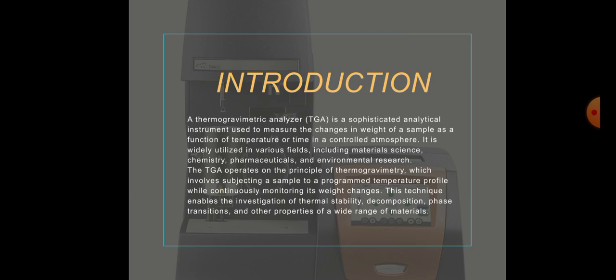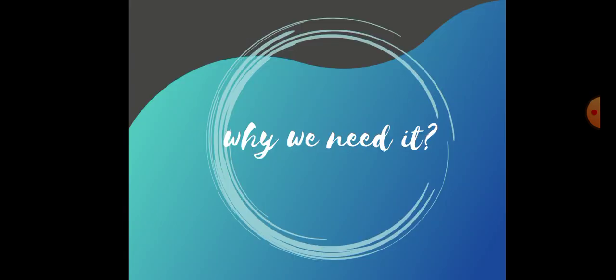The TG operates on the principle of thermogravimetry, which involves subjecting a sample to a programmed temperature profile while continuously monitoring its weight changes. This technique enables the investigation of thermal stability, decomposition, phase and transition, and other properties of a wide range of materials.